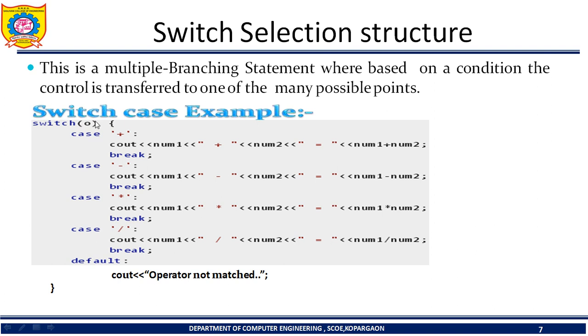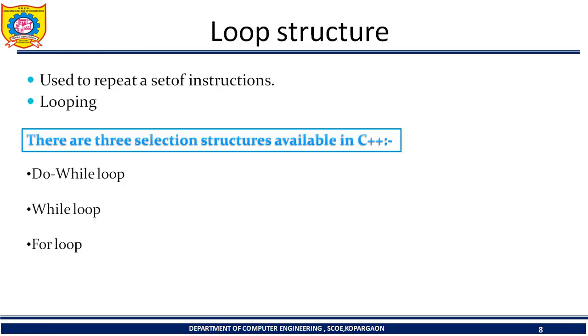If none of the operators match, then the default section will get executed. That means it will print operator not matched. Just remember that if a case gets matched, that particular case gets executed, and the control is directly passed out of the switch statement. But if none of the cases match the parameter we are passing to the switch statement, then the default case will get executed. These are the things related to the switch selection structure.